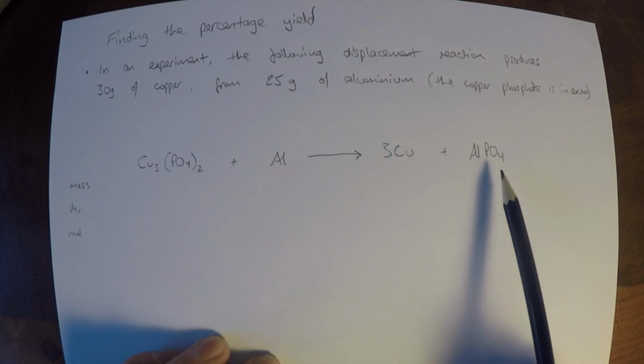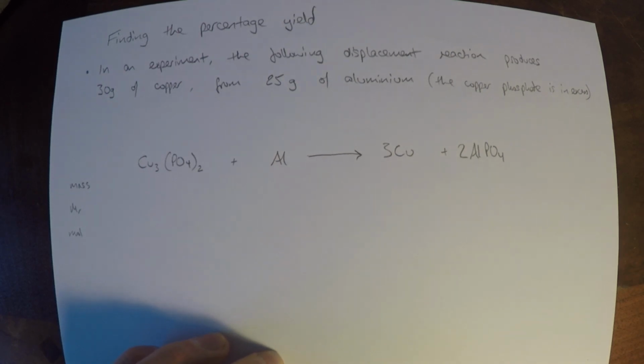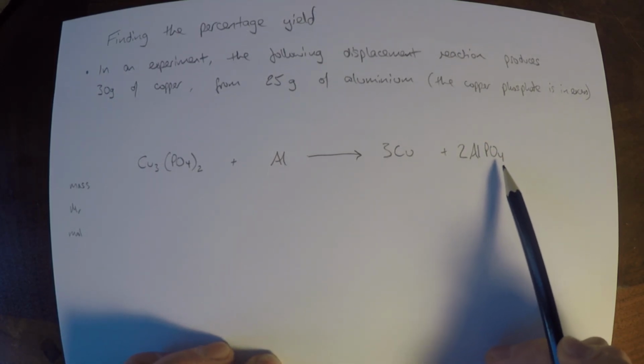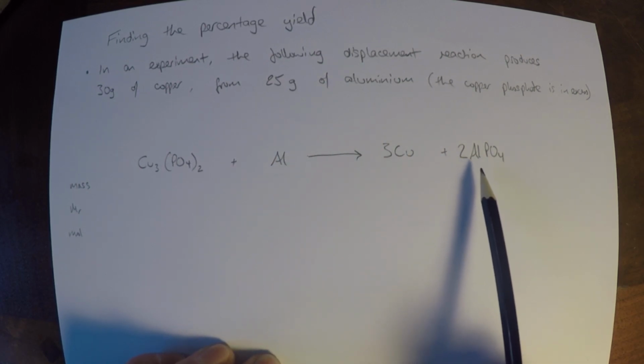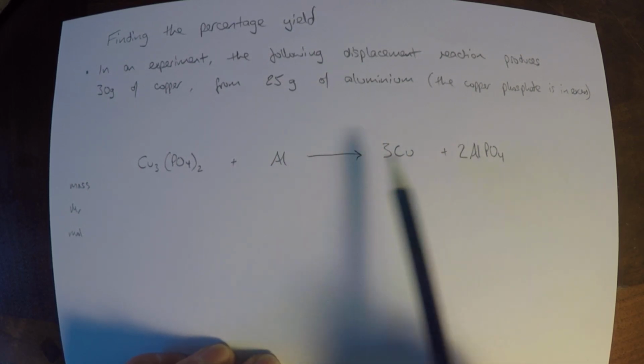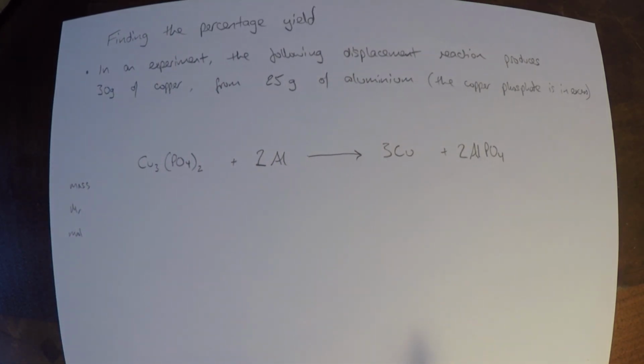So if we need to have 2 phosphates here on the right, we have to put a coefficient of 2 in front to give us our 2 aluminium phosphates, therefore our 2 phosphate ions on the right hand side. Now since we are producing 2 aluminiums here on the right, we must be using 2 aluminiums here on the left. So now we have fully balanced our chemical reaction.